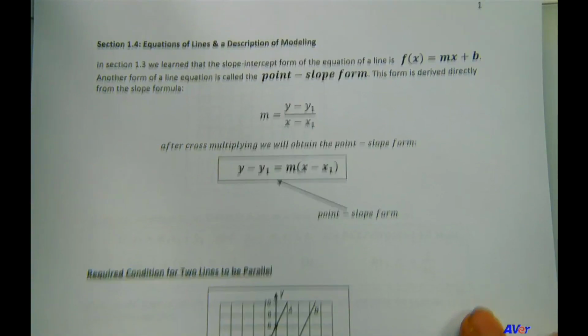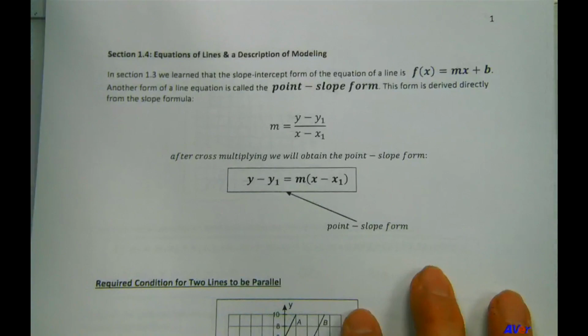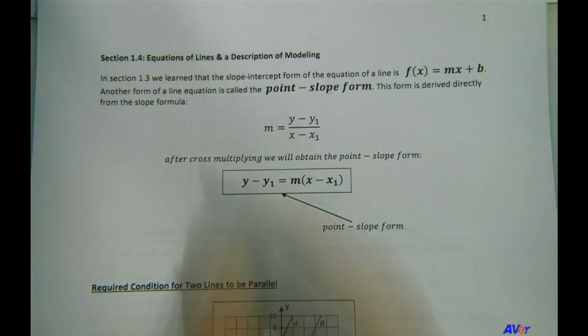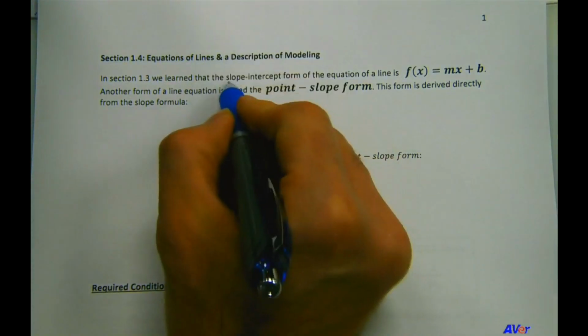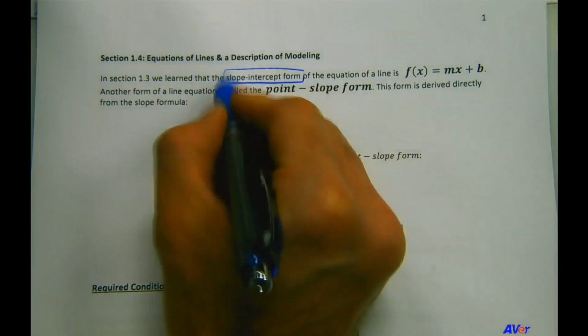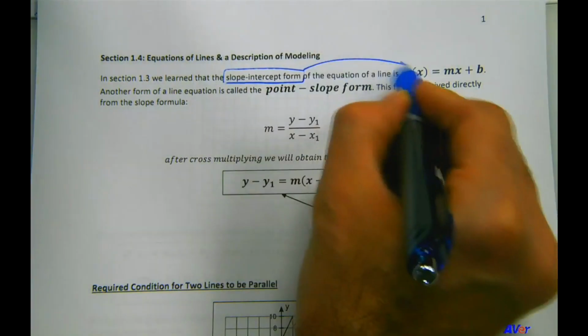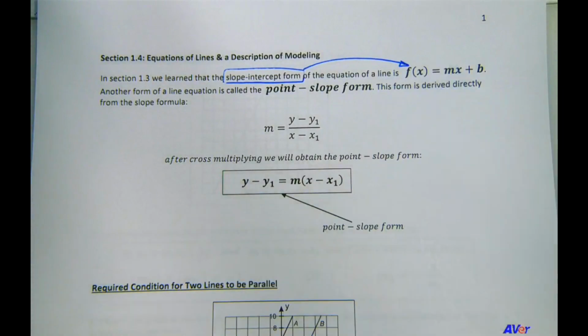Okay, so in the previous section, 1.3, we learned about the slope-intercept form of a linear equation, right, which is y equals mx plus b. We talked about that, and we used it in our problem solving.